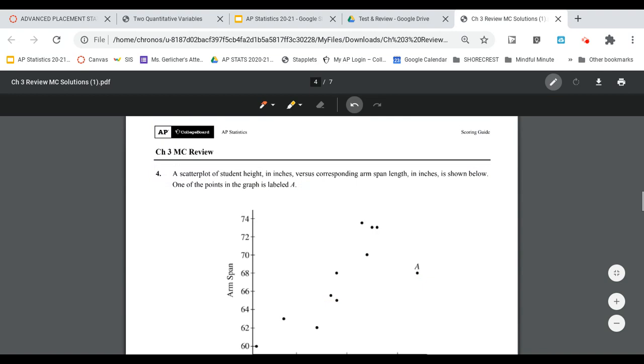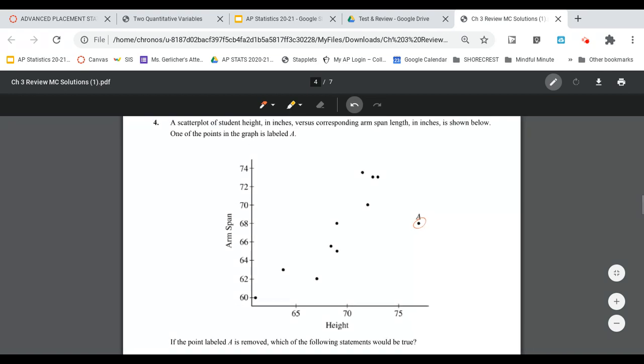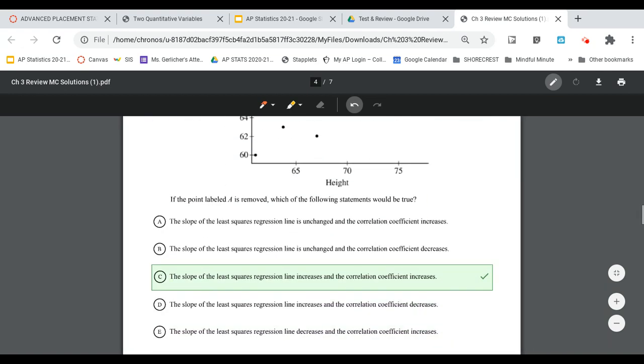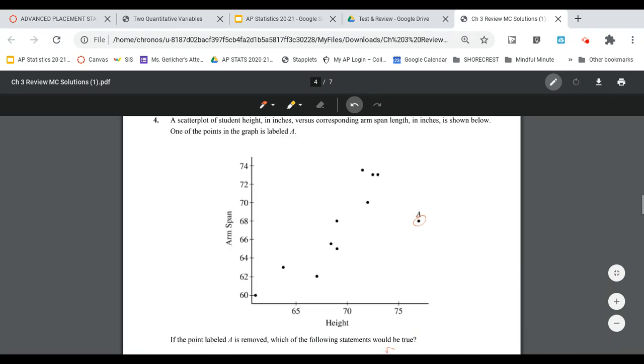Okay, for 4, we have this scatter plot and we have an outlier over here. It says if point A were removed, which of the following statements would be true? Looking ahead to our statements, we're looking at the slope and the correlation coefficient, or R. Those are the two things we're going to have to think about. So I'm going to guesstimate a line here.